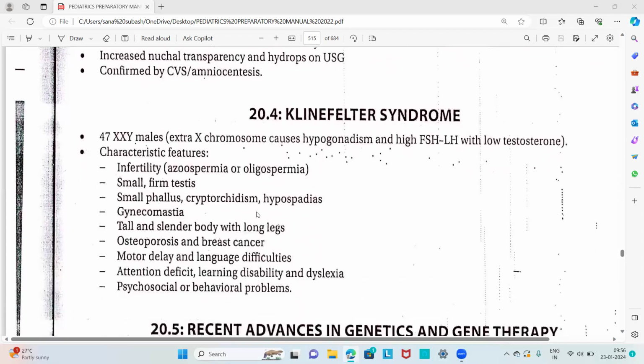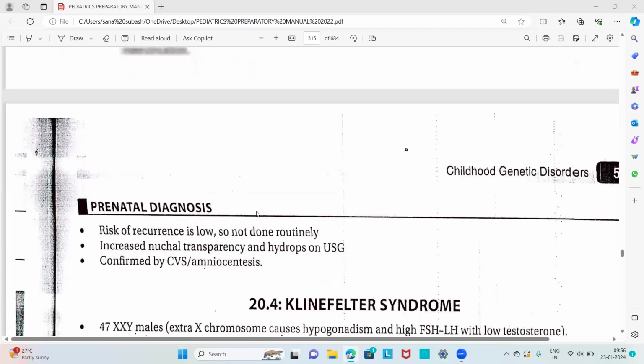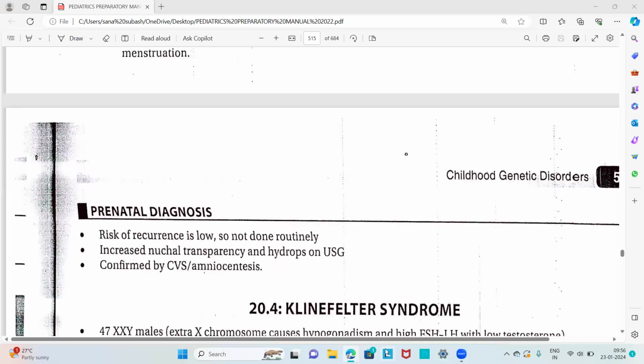So that is all regarding Down syndrome and Turner syndrome.